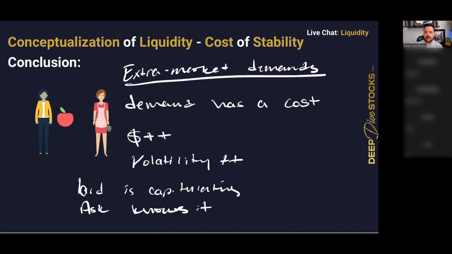This isn't a healthy relationship between the bid and the ask. The price is casually rising. I know how badly you want in this stock, so I'm going to use that to my advantage. How do we feel about the cost of stability?